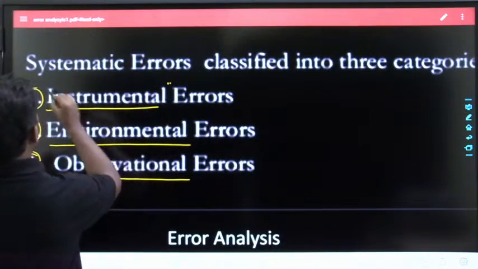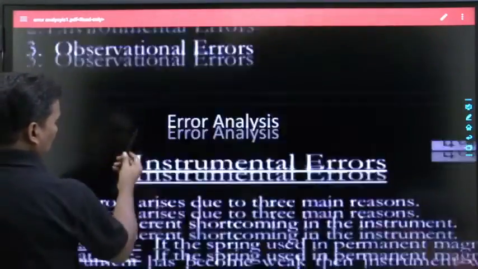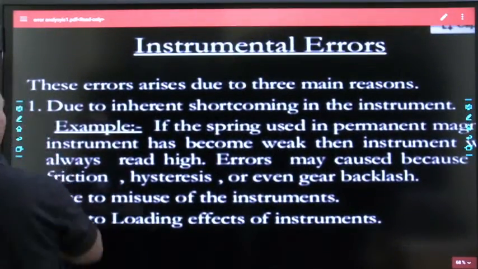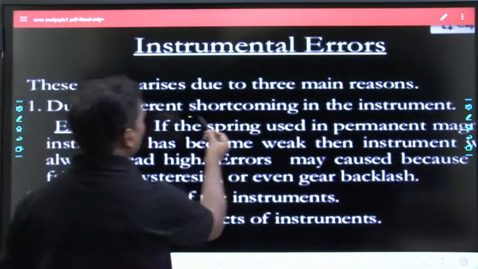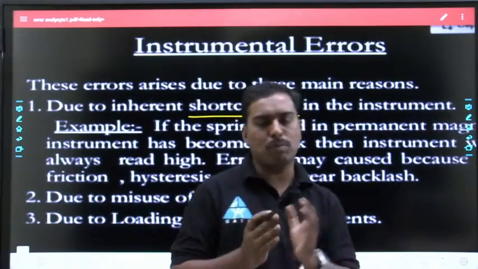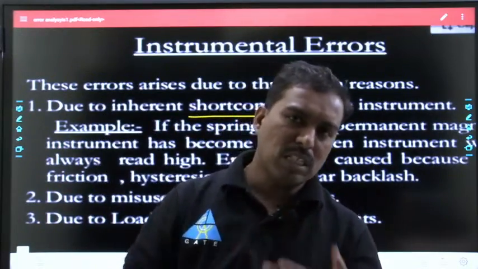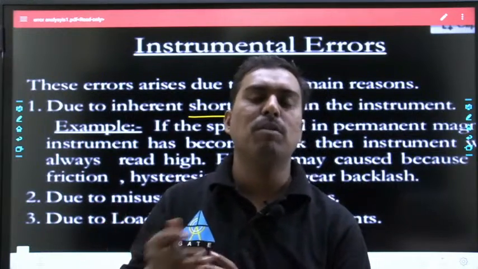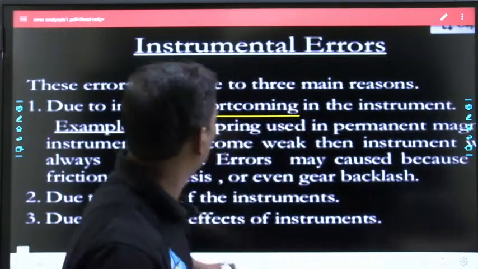Instrumental errors means what? Due to the instrument. Okay, so let us see in detail. I have collected some data for you. Instrumental errors means shortcomings of the instrument. Suppose you are using a PMMC, we have the spring control. Because of continuous use, after some period of time the spring will reach its lifetime, right? The spring gets damaged.